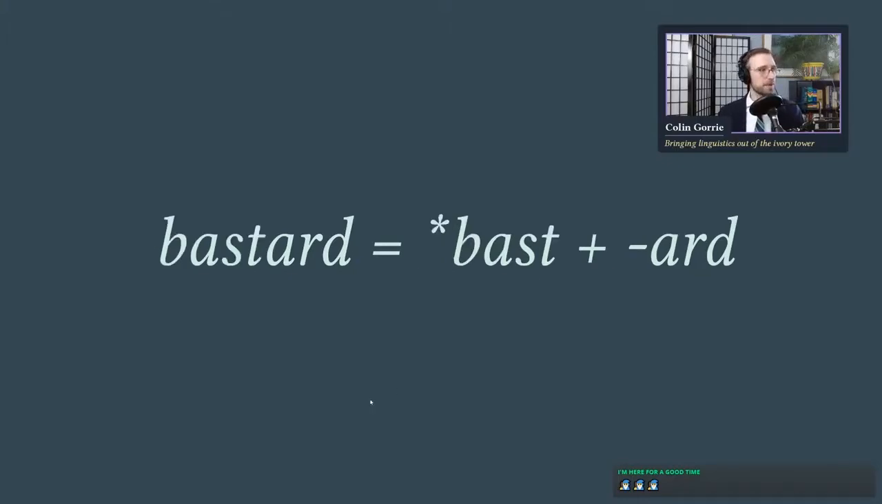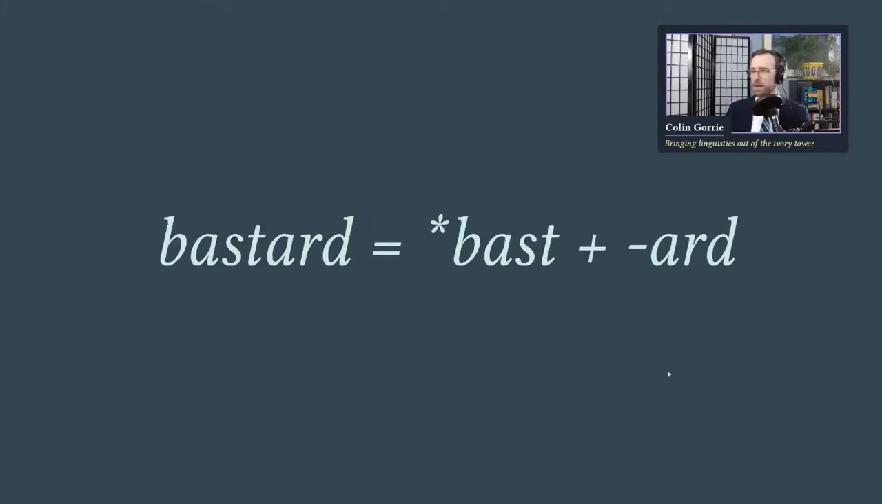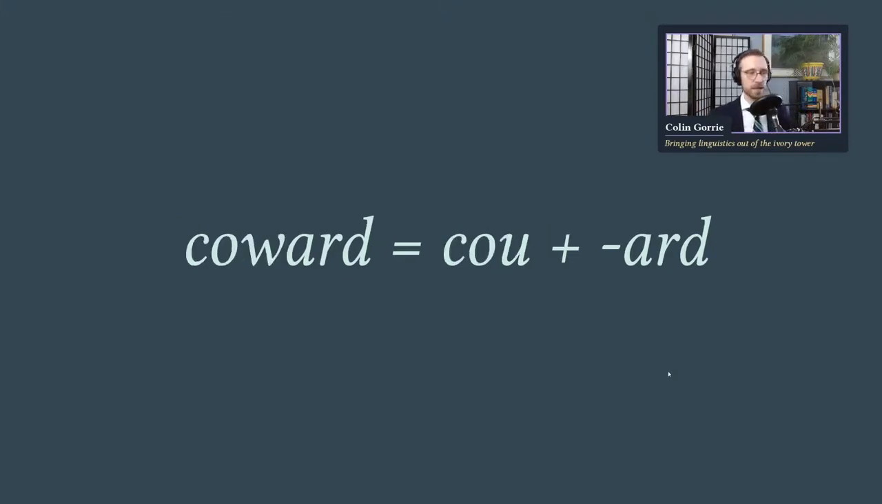Let's see if we have other examples of this ard suffix. We do. So here we have bastard. That's a good example. This comes from a Germanic word meaning a morganatic marriage, bast plus ard. We have coward, which comes from the Old French word for tail. So someone perhaps who runs off with their tail between their legs.